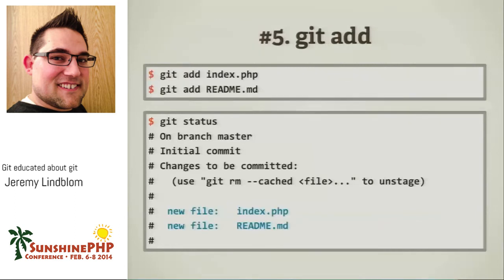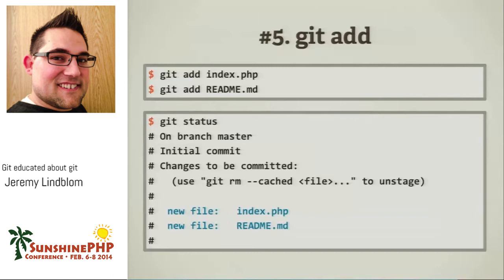So it told us to use git add, so let's do that. I'm going to do each file separately: git add index.php, git add README. Then if I do git status again, we'll see that the status of our repo has changed. Now it has the files in green, meaning those are in our staging area and staged to be committed. Now this says that we can use git rm --cached file to unstage.